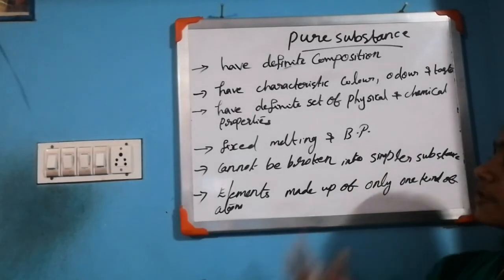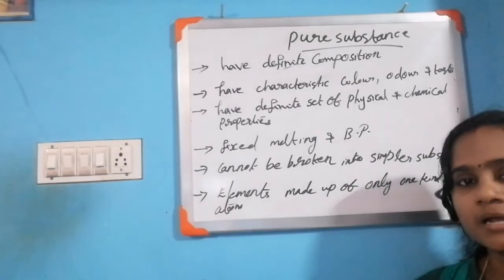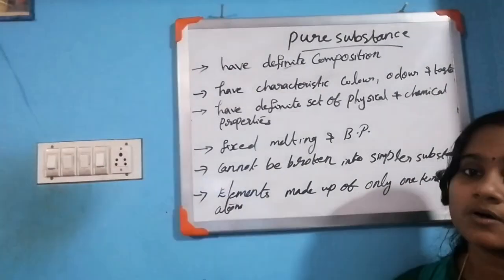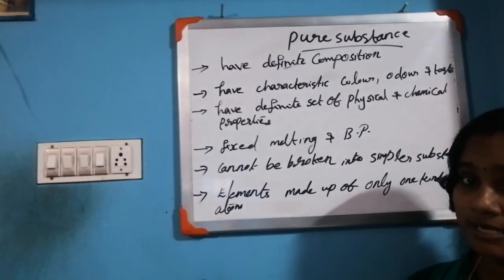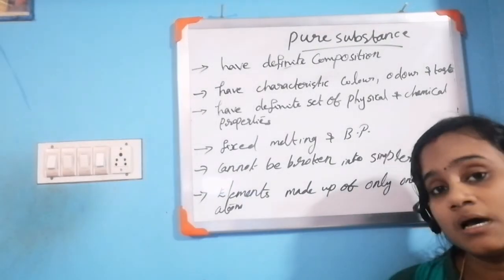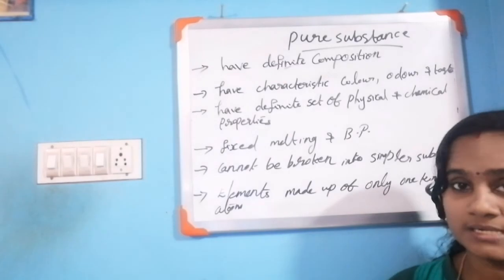A pure substance cannot be broken down into simpler forms, and elements are made up of only one kind of atom. What are compounds? Compounds are made up of one kind of molecule. Is it clear now, dear children?